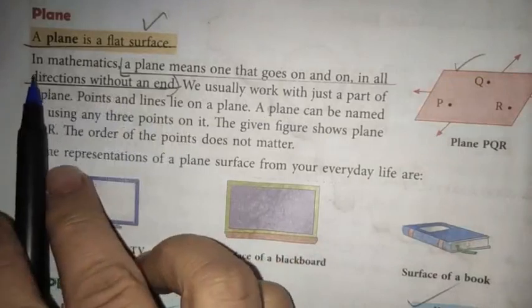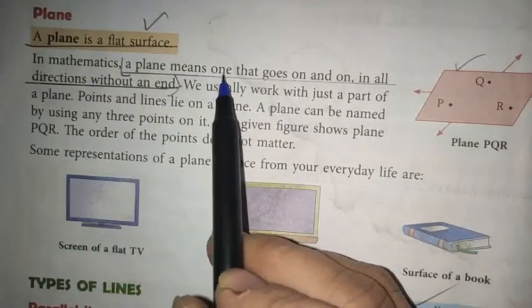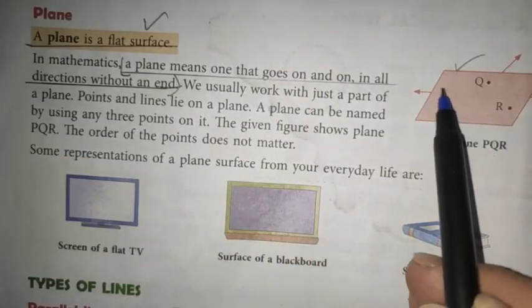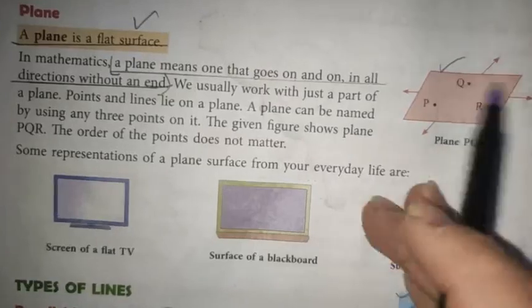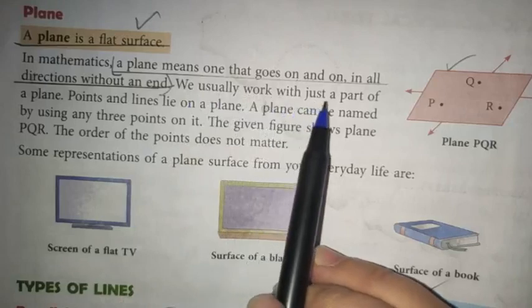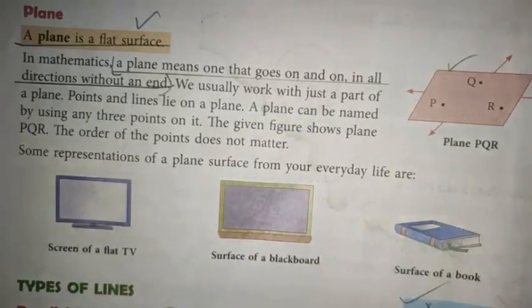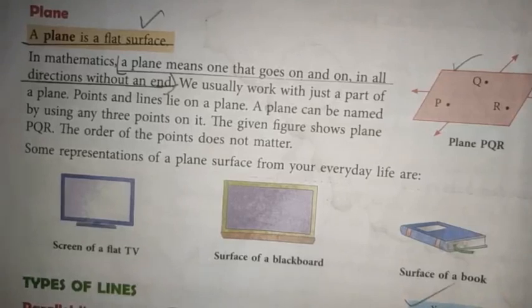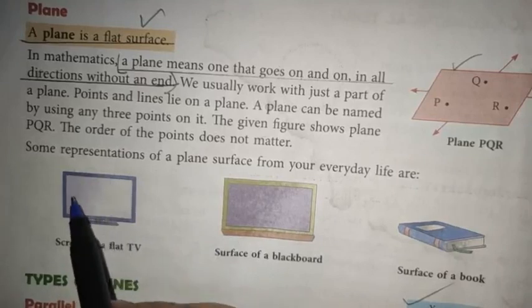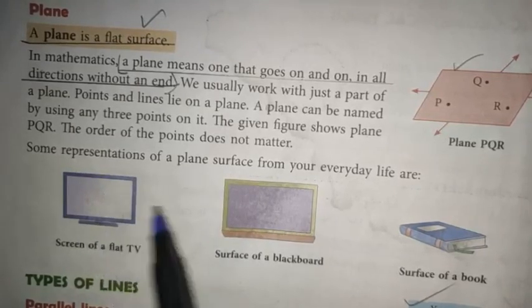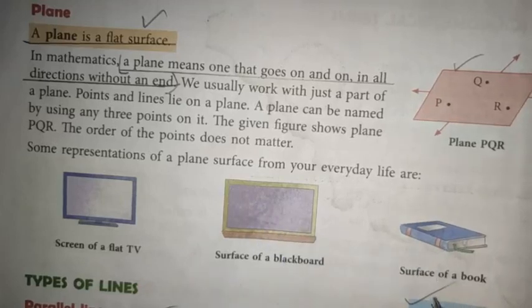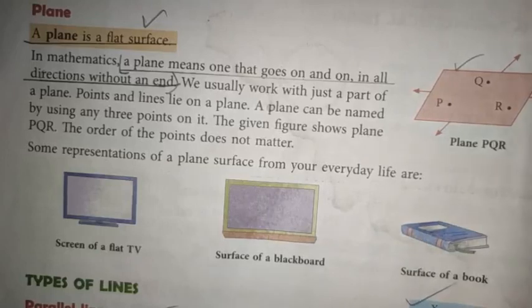So in mathematics, a plane means one that goes on and on. So this is over here. You see the example? It is going on and on, PQR, in all directions without an end point. We usually work with just a part of a plane. So the best example which we see in our daily life is the screen of a flat TV. Everyone has got this. So this screen is a plane. The blackboard you see in your class, that is your plane. Yes, the surface of a book, this part is a plane, isn't it?